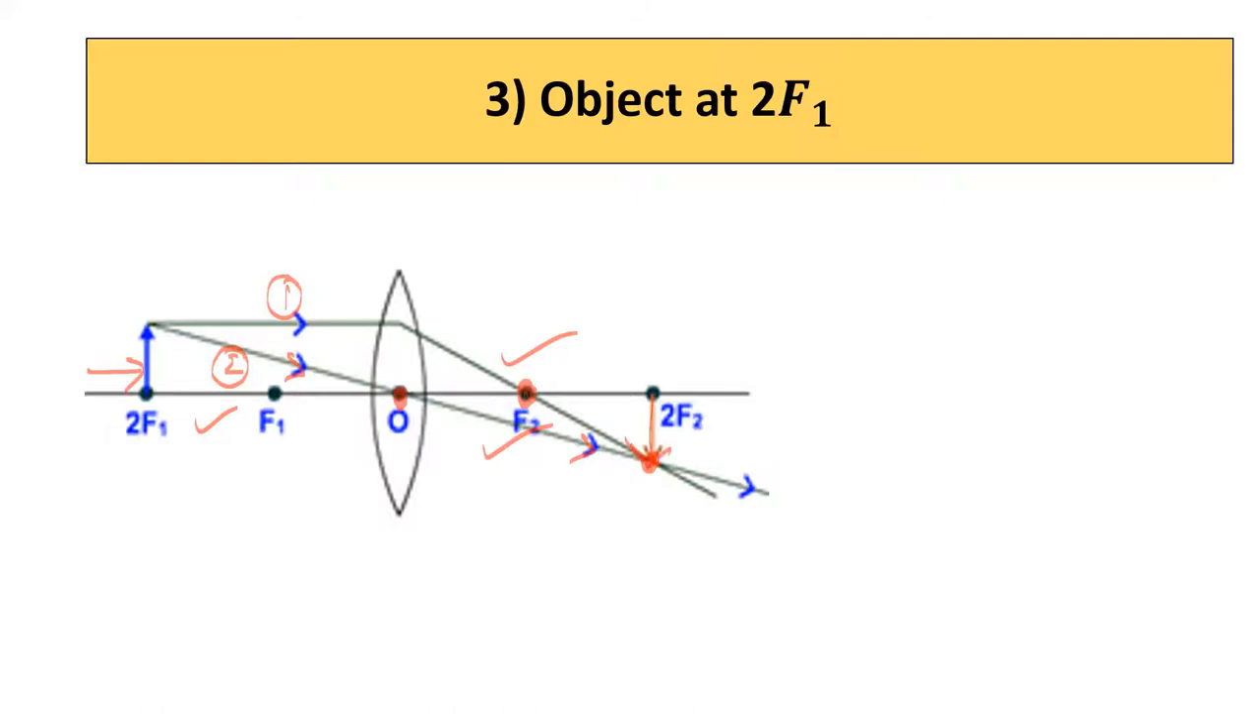The image is formed at 2F2 and it is of the same size as that of the object. Image is obtained on the other side of the lens. It is real, inverted and of the same size.